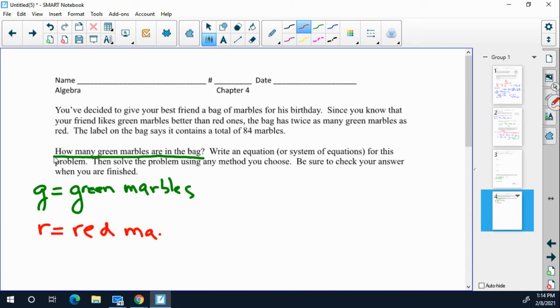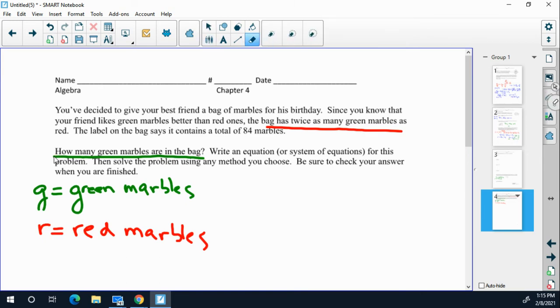Because if I go back and actually read the beginning of the problem, it says, you decided to give your best friend a bag of marbles for his birthday. I'm sure you'd appreciate it. We'll flop back and flip marbles like we used to when growing up. Since you know that your friend likes green marbles better than red ones, the bag has twice as many green marbles as red marbles. I put that in red for a reason. I put that in green for a reason.